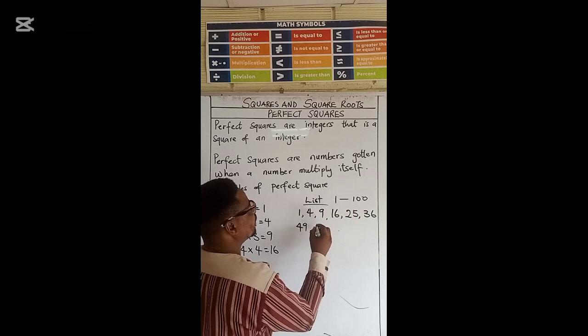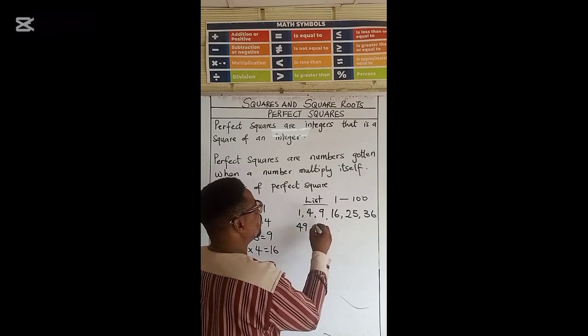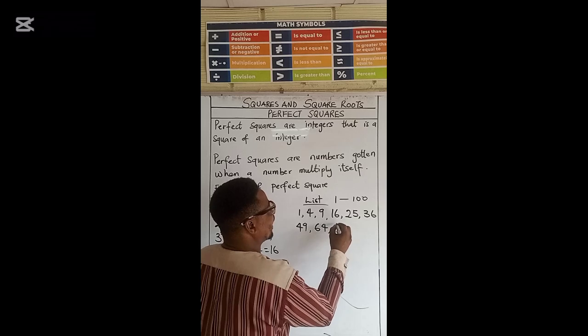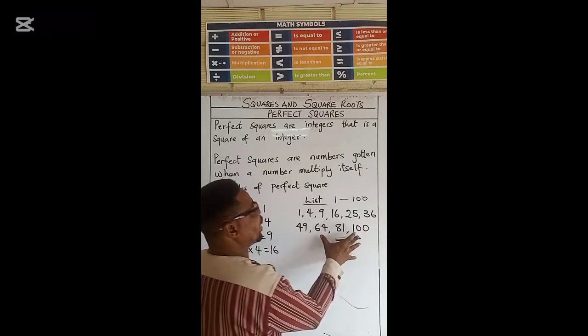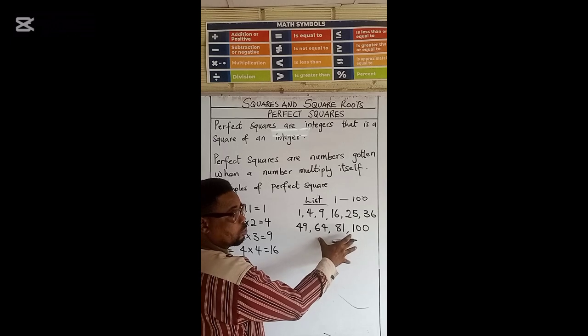That is how we will continue to do it until we achieve what we are asked to achieve. 7 times 7 is 49. 8 times 8 is 64. 9 times 9 is 81. 10 times 10 is 100. So these are the numbers we are asked to list.